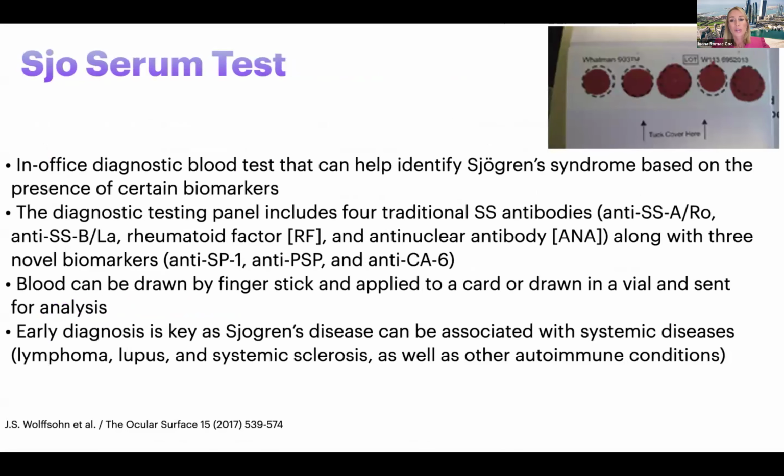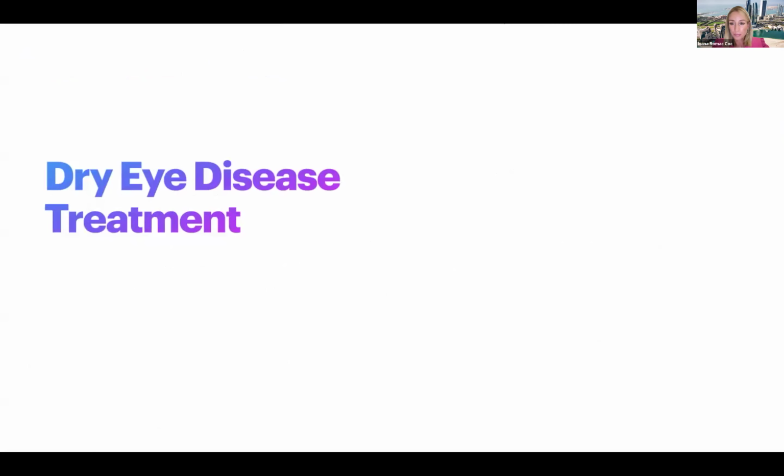The Shaw serum test is another test that is worth mentioning. It's relatively new. This is an in-office diagnostic blood test. It can help us to identify Sjögren's syndrome based on the presence of certain biomarkers. It contains 4 traditional antibodies, but also some new biomarkers. And it's important because we can make the diagnosis of Sjögren's syndrome earlier, and this is important because it can be associated with systemic diseases. So let's talk about the treatment.